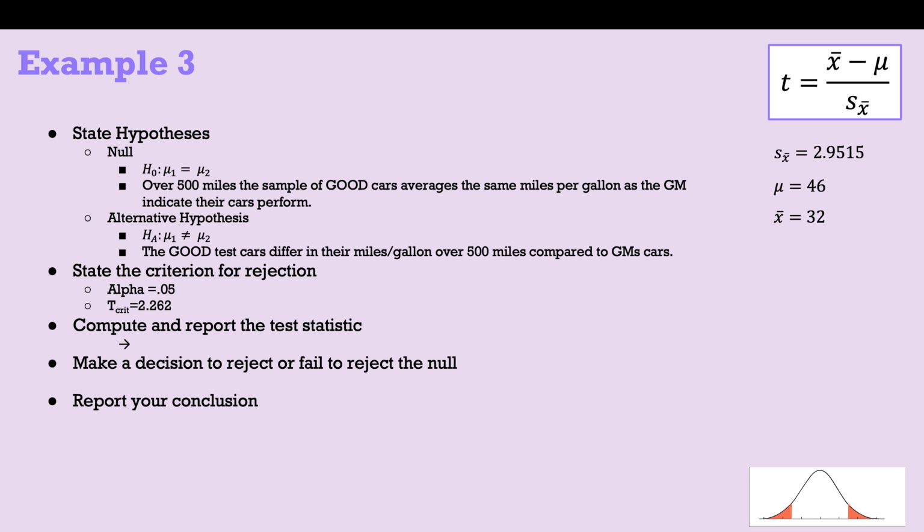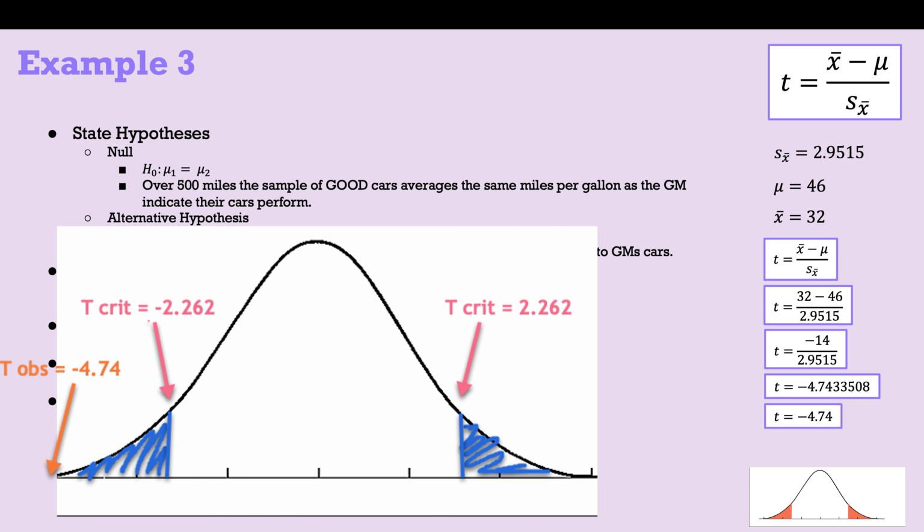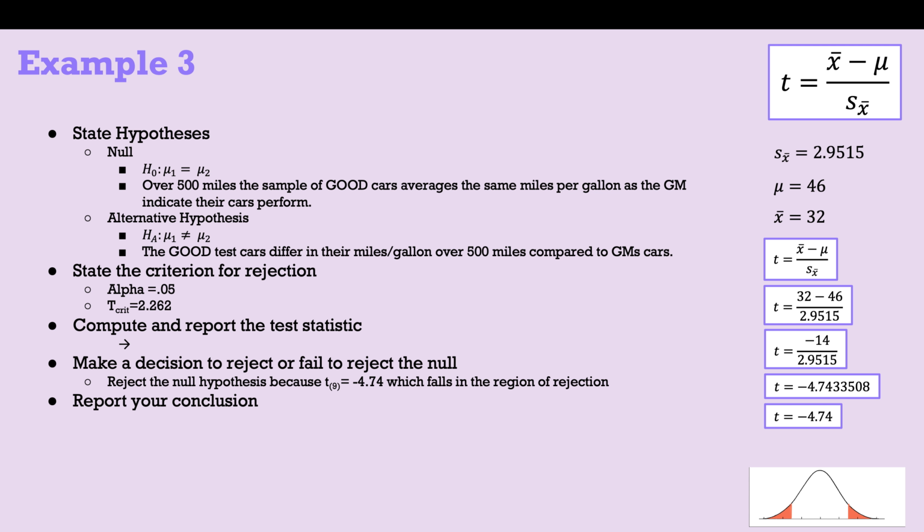I have already found the standard error of the mean for you, so you're going to calculate your t value. It's 32 minus 46 divided by 2.9515, which is negative 14 divided by 2.9515, which is negative 4.743358. So we report that to two decimals as negative 4.74. Okay, so we can see that our t observed of negative 4.74 is falling within our region of rejection. So we are going to reject the null hypothesis because t(9) = -4.74, which falls within the region of rejection.